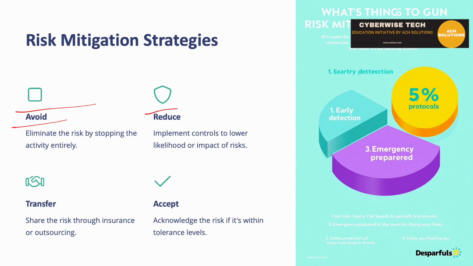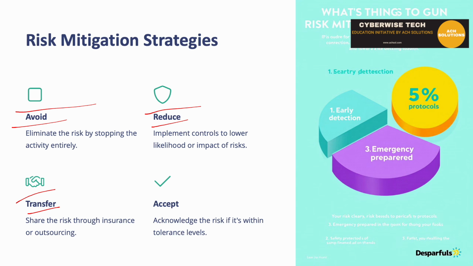Next is reduce the risk. So implement controls to minimize the risk. We'll take the same example, that there is an unauthorized access risk on the server. We can implement controls like good access control, like multi-factor authentication. We can build firewalls around it, keep it in a secure zone. There are many controls you can implement to reduce the risk, so that the likelihood of the risk happening is minimized.